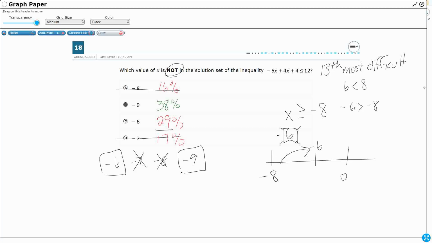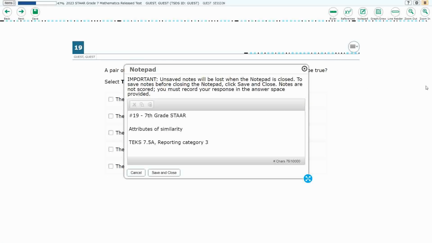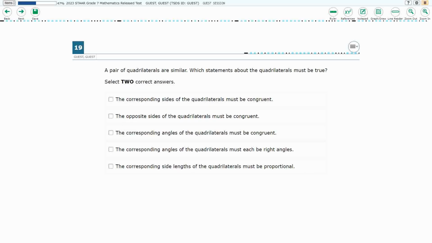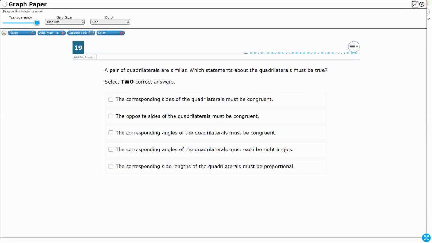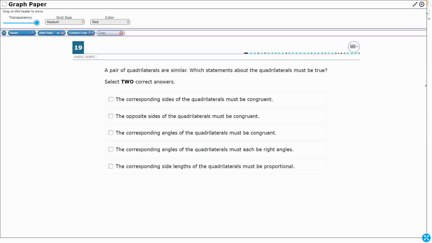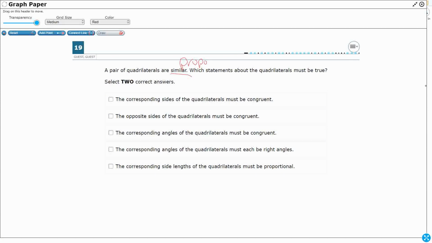For number 19, we are looking at attributes of similarity. This is TEK 7.5a, reporting category 3. We need to find 2 correct answers describing a pair of quadrilaterals that are similar. Now, we need to understand what this term means, right? So similar means they are proportional. And so there are some things that are going to be the same, and then some things are just going to be similar. So pair of quadrilaterals, let's do this.